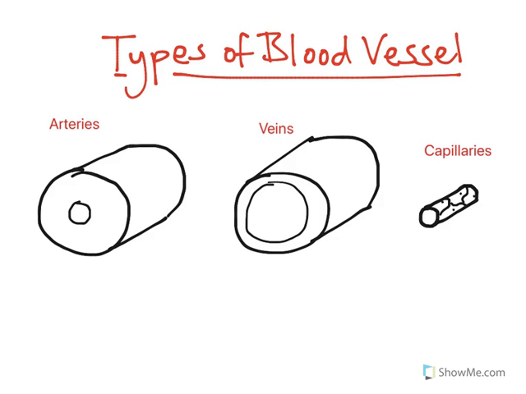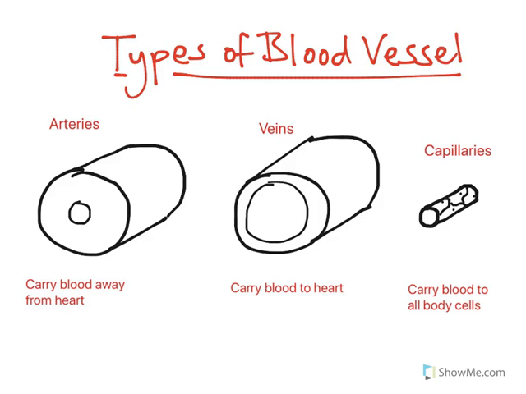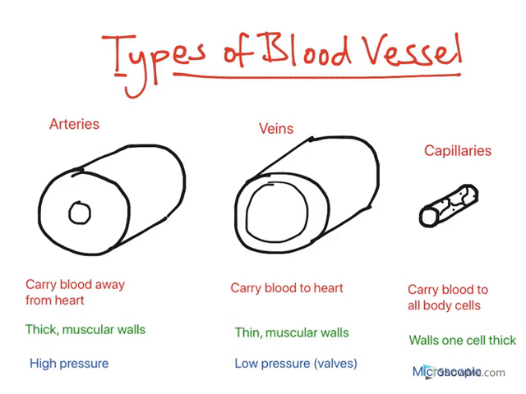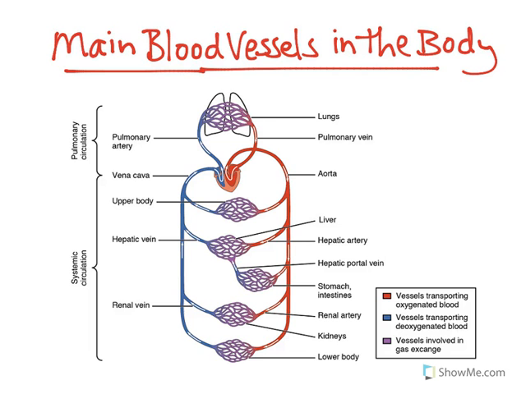There are 3 main types of blood vessel: arteries, veins and capillaries. Arteries carry blood away from the heart, veins carry blood to the heart, and capillaries carry blood to all body cells. Arteries have thick muscular walls because the blood is coming straight from the heart, so it's under high pressure. Veins have thin muscular walls, carrying blood back to the heart, so it's under low pressure. That's why they have valves to stop the backflow of blood. And capillaries have walls only 1 cell thick, and they're microscopic.